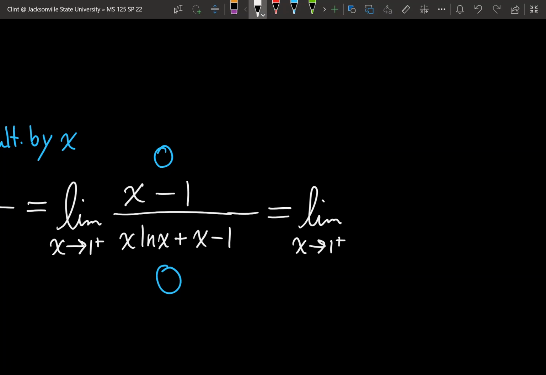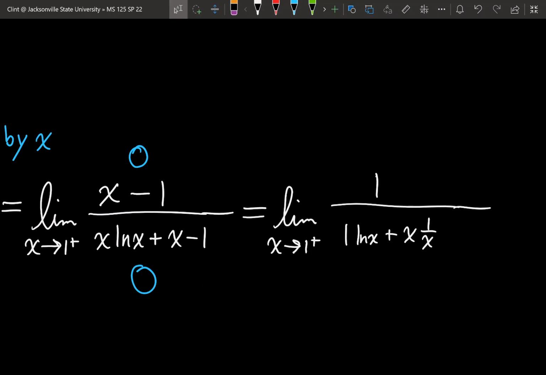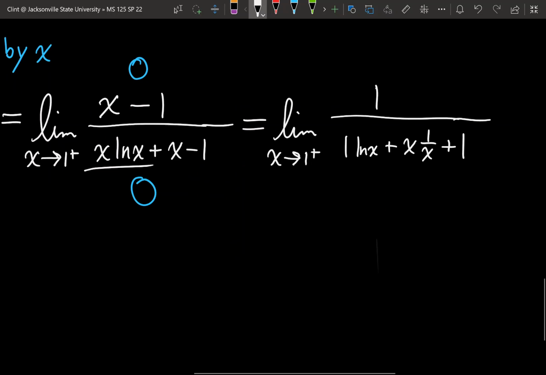So derivative of the top, 1. The bottom's a little bit messy because we got that x times the ln of x, so we've got to do a product rule. Derivative of x is 1 times the ln of x, plus x times the derivative of ln of x, which is 1 over x. Plus 1, and then 0 for the minus 1. Good news about that, we're almost there.